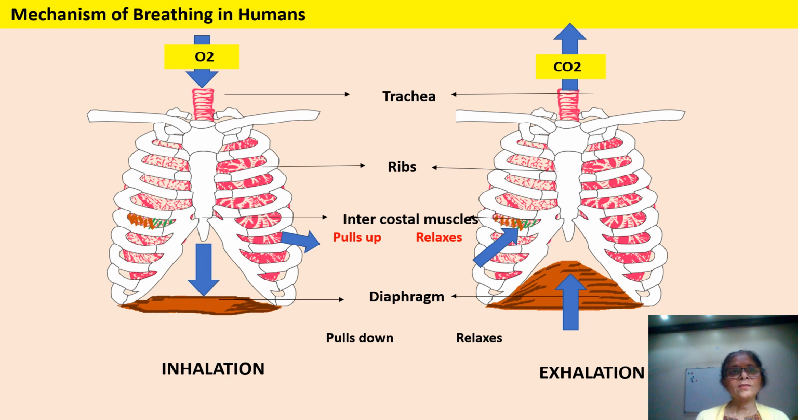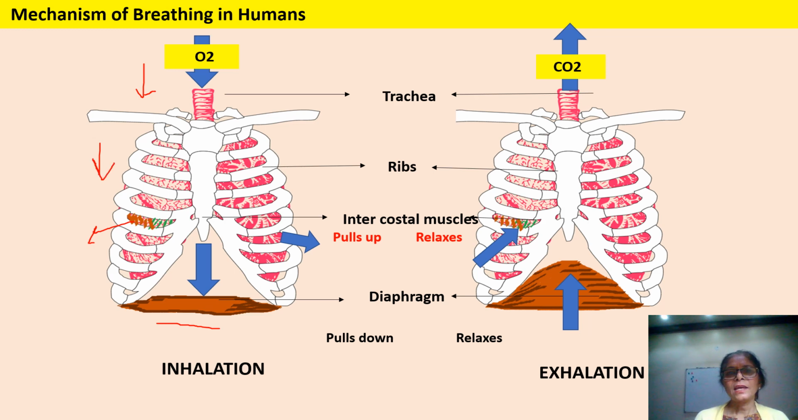Now, how does oxygen enter the lungs? Let us see this process. For inspiration or taking in oxygen, the diaphragm on which the lungs rest is pulled down, and the intercostal muscles are also pulled up or pulled outside, which increases the cavity in the thorax region. When the cavity is increased, the air is pushed in.